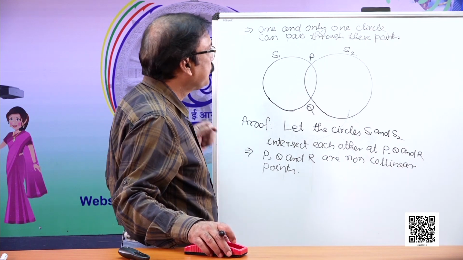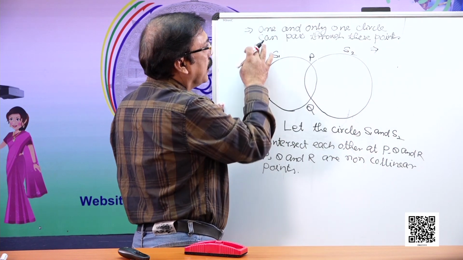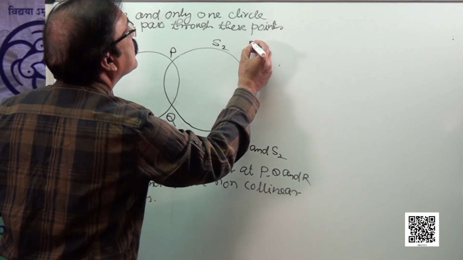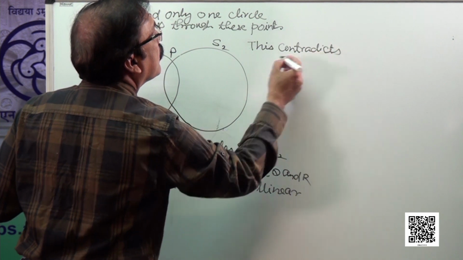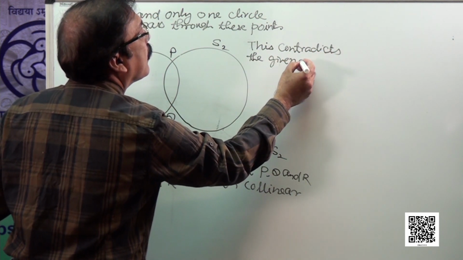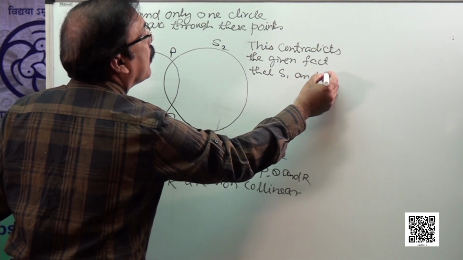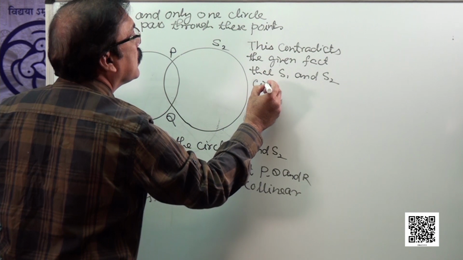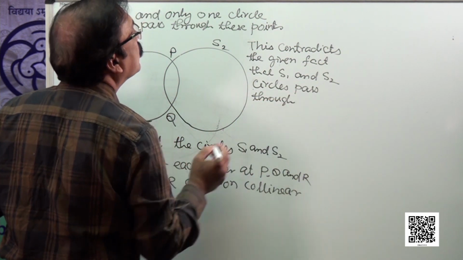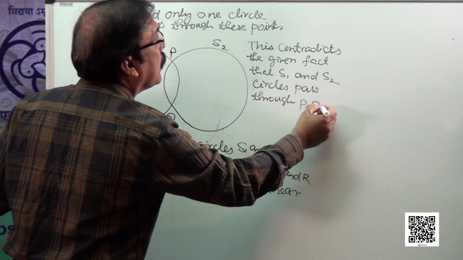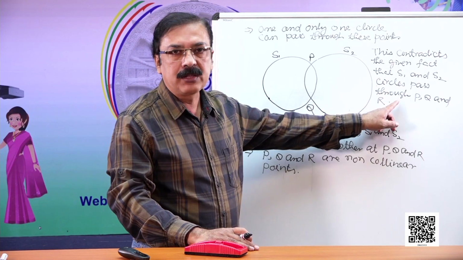So this implies that this contradicts the given fact that the circles S1 and S2 pass through P, Q and R. So the given fact must be false.